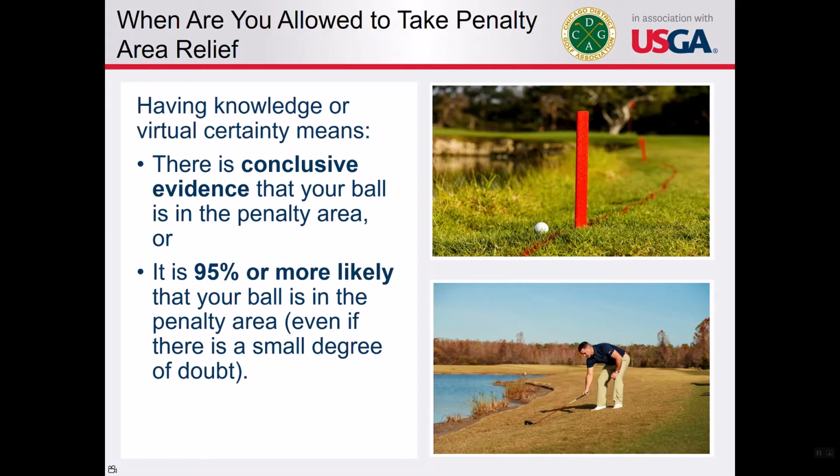An example of this could be you hit your ball down the middle of the fairway, didn't realize there was a creek that runs across the fairway. You get to where your ball should be, there's no rough between the fairway and the creek, and you can't find your ball. The only reasonable place it could be is in the creek. In that case, you would have virtual certainty, even though there's a small chance that the ball may have bounced off a rock and ended up somewhere else. You have virtual certainty that your ball is in the penalty area in that case.